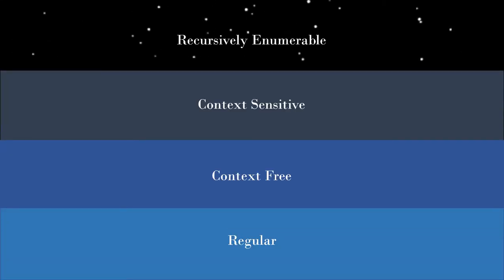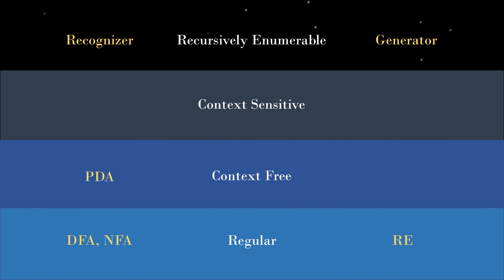Each level of the hierarchy has its own methods to recognize and generate languages. The regular languages can be recognized by DFAs and NFAs, and they can be generated by regular expressions. The context-free languages can be recognized by PDAs, and they can be generated by CFGs. We have also seen that the recognizers are equivalent to the generators in each level.